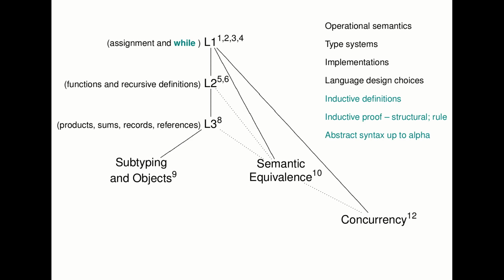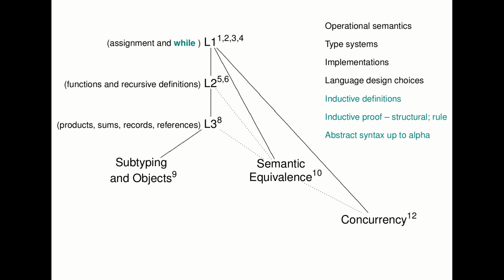And so here you can see the dependency graph. What we're going to do in the first several lectures is look at this L1 language, which is basically a while loop language. So you have locations or registers that can store values, and then you have sequential composition, if then else, and looping. And then we will extend L1 to additional features like functions and recursive definitions.